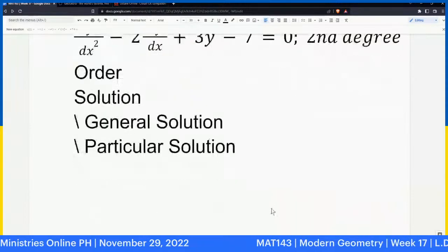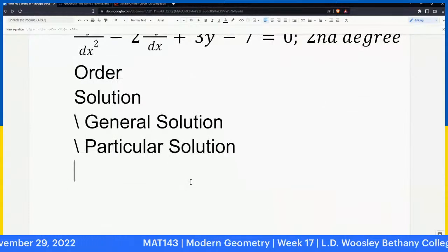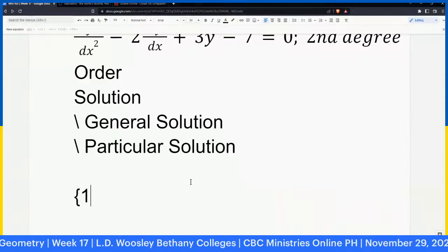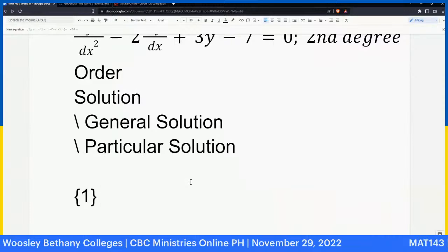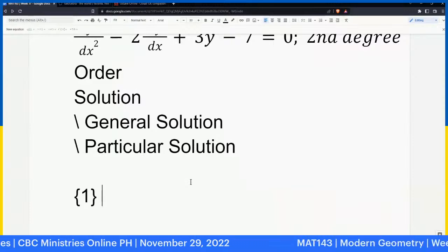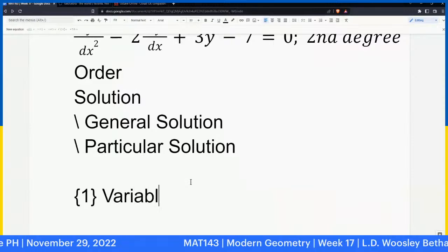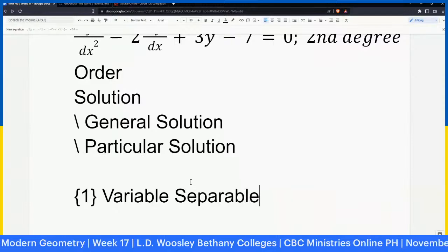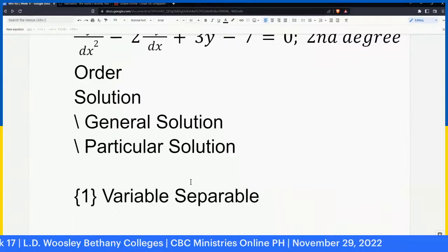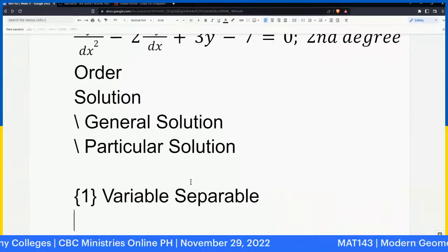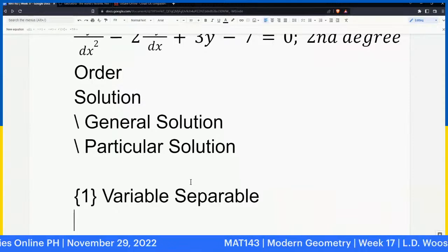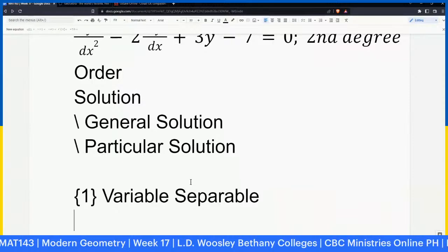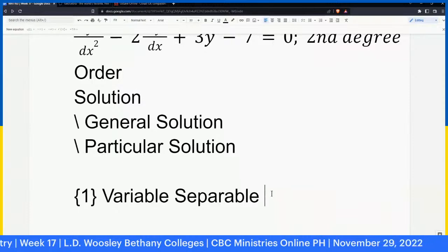Now, these are the methodologies by which we could solve a differential equation. First and foremost, we have variable separable. Later on, I'll be explaining this. Variable separable means you could separate the variables, combine the differential with its variable, and perform the integration process. So that is variable separable DE or differential equations.